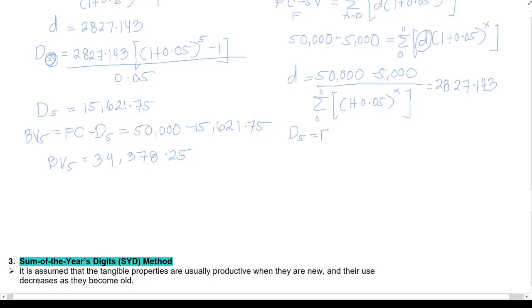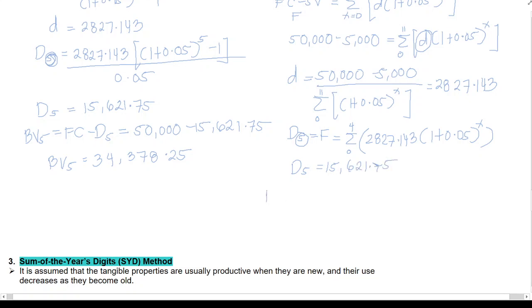So if we are going to get the depreciation at the fifth year, D5, using compound interest, that is the future worth, equal to the summation from 0 to 4 years already, since that is 5 years. So multiplied by the depreciation, 2,827.143, multiplied by (1 plus 0.05) raised to x. The limit of x is 0 to 4 already. So the value of the depreciation at the fifth year is equal to 15,621.75. So that is the same.